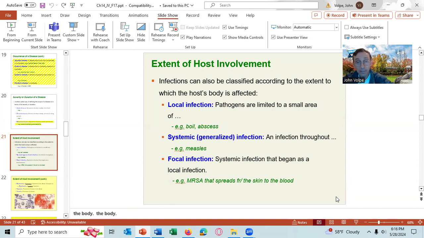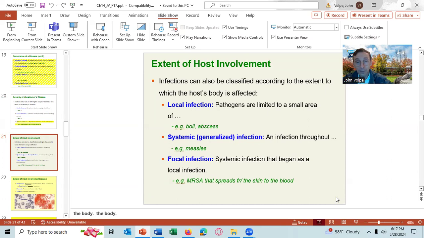Or an abscess of the skin, a local infection. This differs from a systemic or generalized infection, where the infection can spread throughout the body. When a patient gets the measles virus, it will become a systemic infection and spread throughout the body. Any question about any of that?